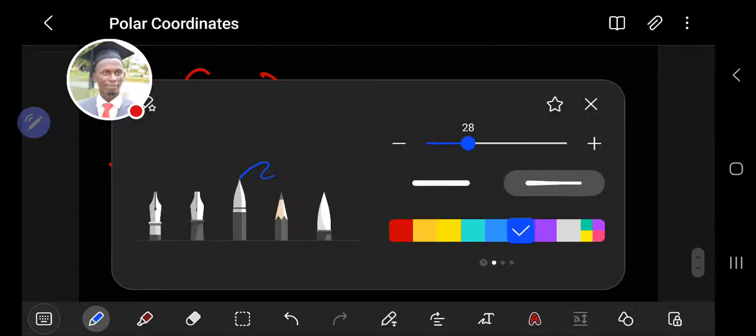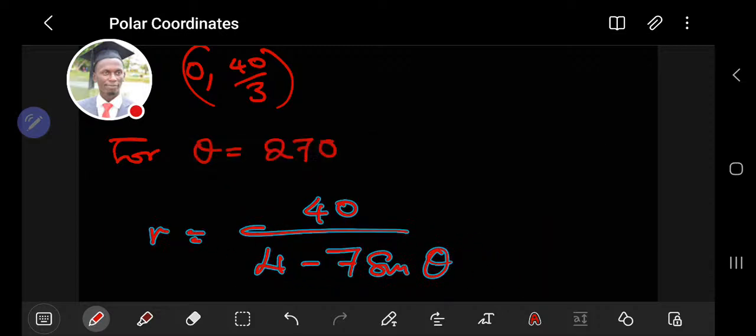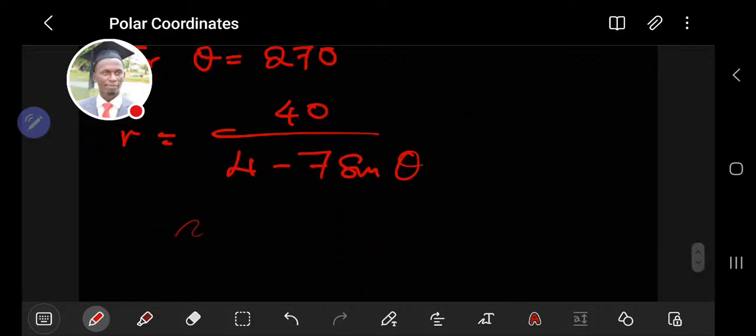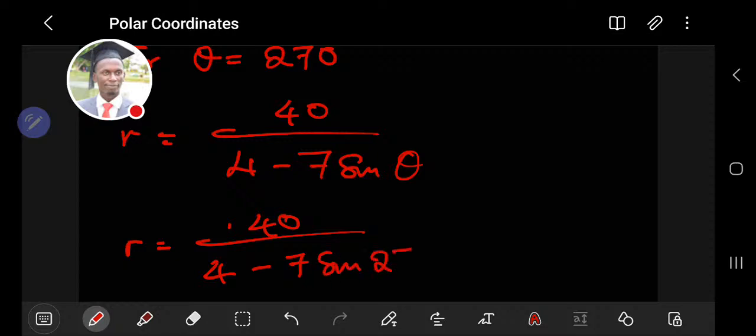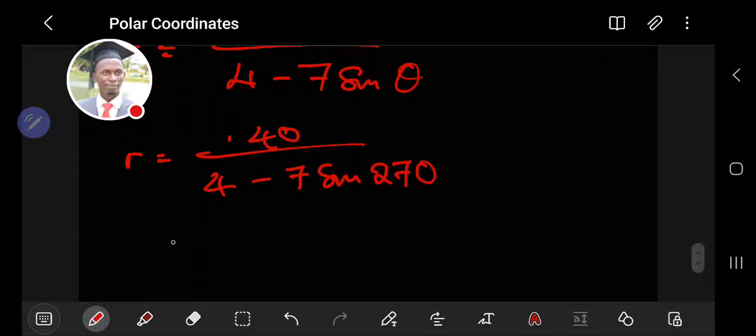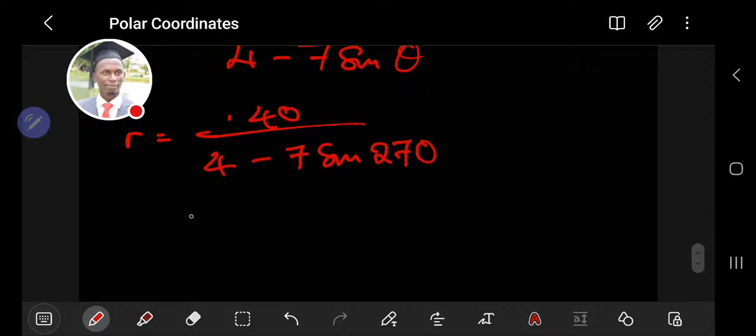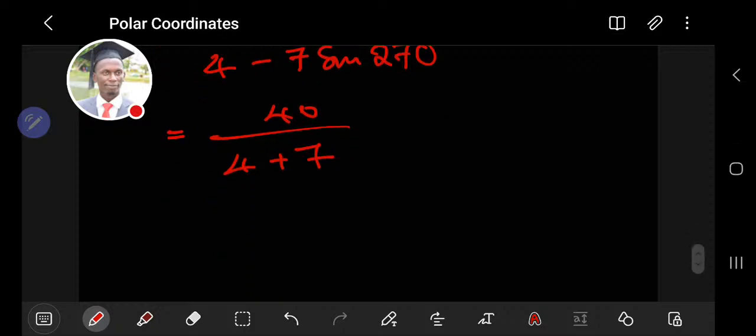Depending on the respective ratio, I mean. So with that done, for theta equals 270, again I want to find what my R is. So R is equal to 40 over 4 minus 7, then now it's sine 270. Sine 270 is going to be negative now, so this will end up being positive 7. So when I add up, this is going to be 40 over 11. So this will be my R.